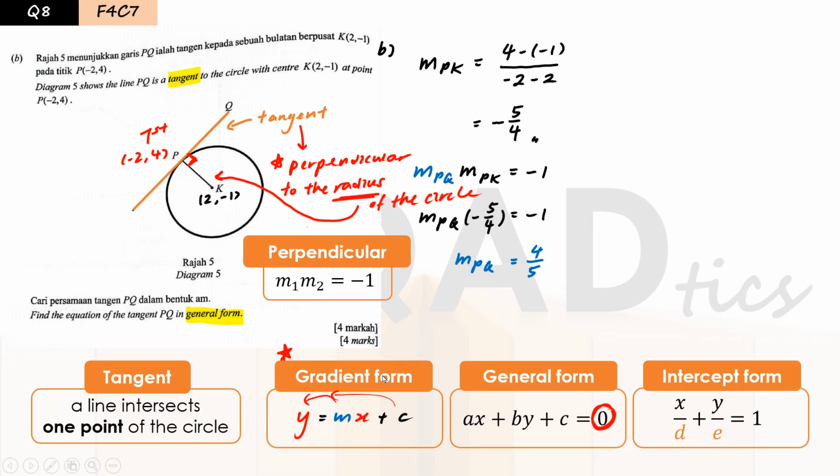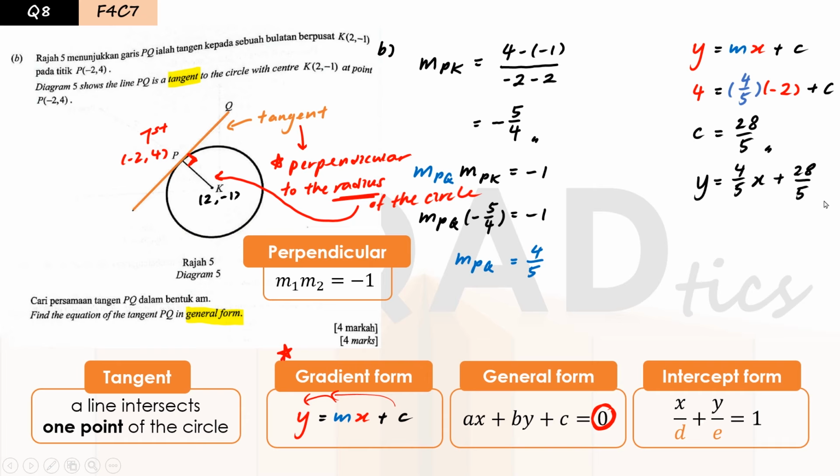Alright, so now we have the x, the y, and the m. So how do we get the value of c? Okay, we can substitute the coordinates inside here and the m value inside here to find the value of c. Once we work out the equation, we find the value of c is 28 over 5. Right, so our equation of tangent would be this result: y equals 4 over 5x plus 28 over 5.